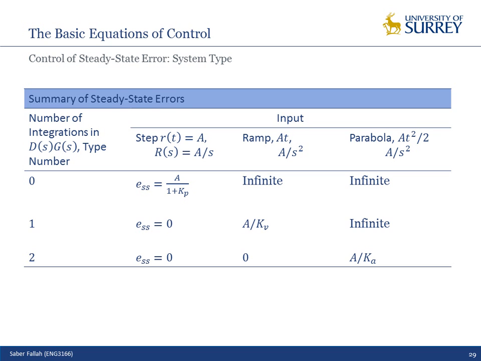If you have a type number 2 system, the steady state error for the step is 0, for the ramp is 0, for the parabola is a constant value. So again, without calculating a closed loop error based on the transfer function, you can have an idea about the steady state error of your system when you know the type number of the system and the shape of the input.